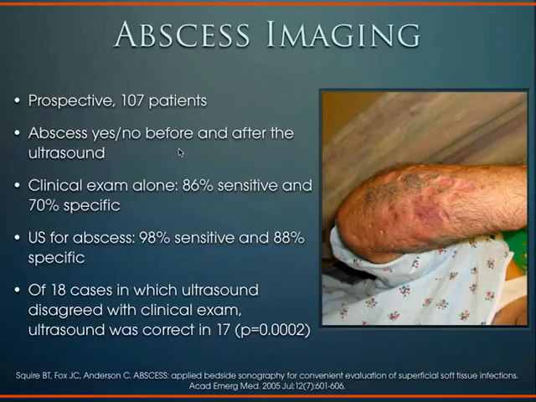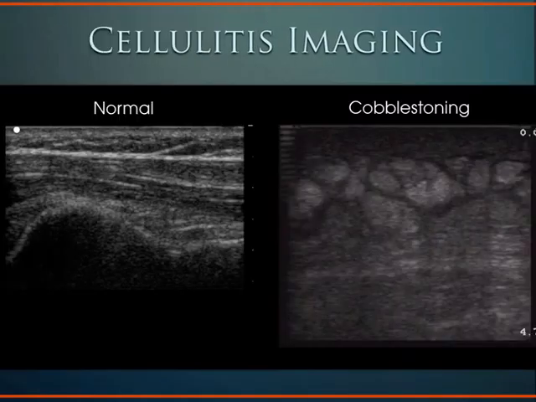So it turns out that just using the clinical exam alone, the physicians were 86% sensitive and 70% specific, but when they used the ultrasound machine, they were much better at distinguishing abscesses from cellulitis. In fact, there were 18 cases in which the ultrasound disagreed with the clinical exam, but the ultrasound was right in 17 of the 18 cases, for a significant p-value.